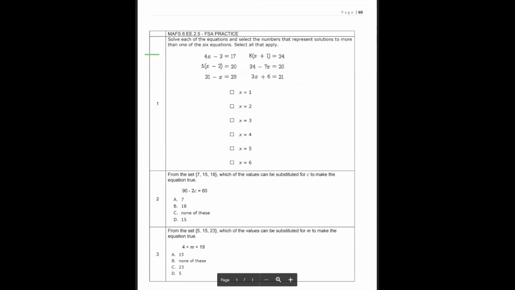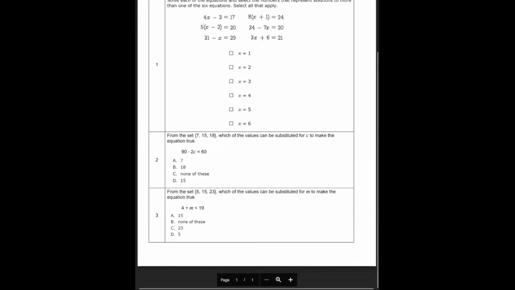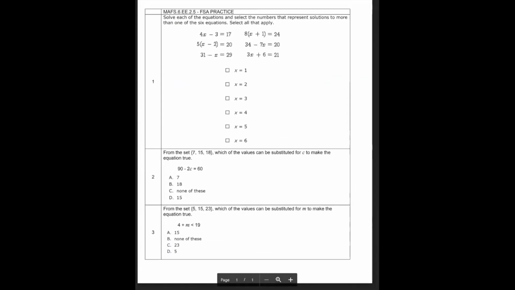And the next two shouldn't be too bad, just because it's stuff that we've seen before, and it was stuff that we were doing on the other page. It's just kind of like plugging things in and checking. It says from the set 7, 15, and 18, which of the values can be substituted for C to make the equation true? 90 minus 2C is equal to 60.